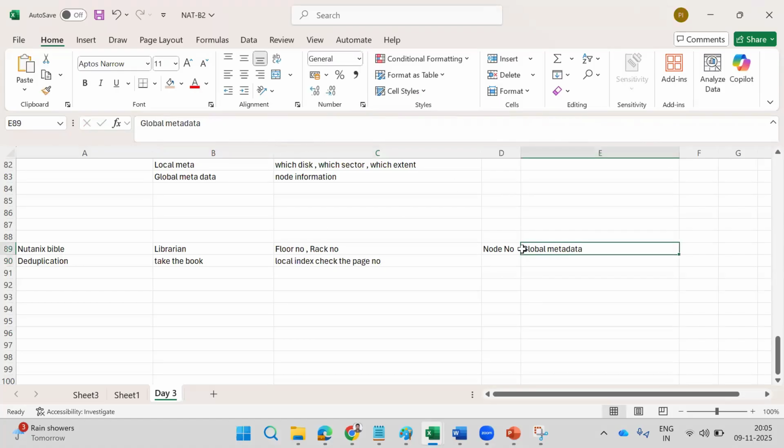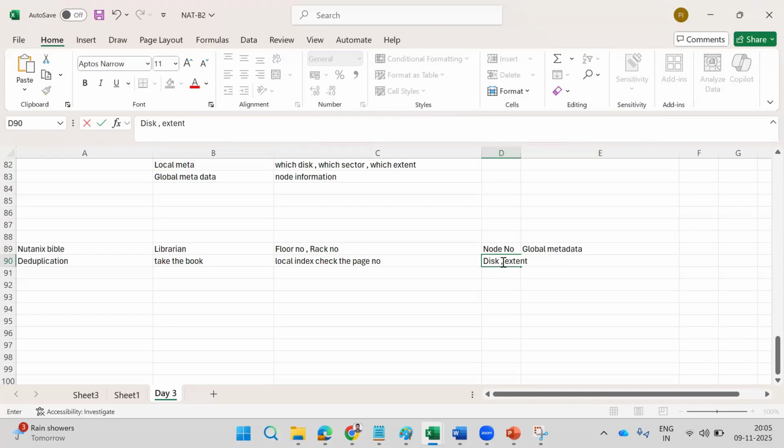The same thing here. The global metadata contains where the data is, where the book is, on which floor, which rack. Likewise here, it tells where the data is, whether it's a local node or a remote node. It tells the remote node, this is the CVM IP, go and talk to that CVM. Once I reach the rack, I take the book and refer to the local metadata. Likewise, when I reach the remote node, I use the local metadata to check on which disk the data is. This extent or sector is local metadata. Is that clear?